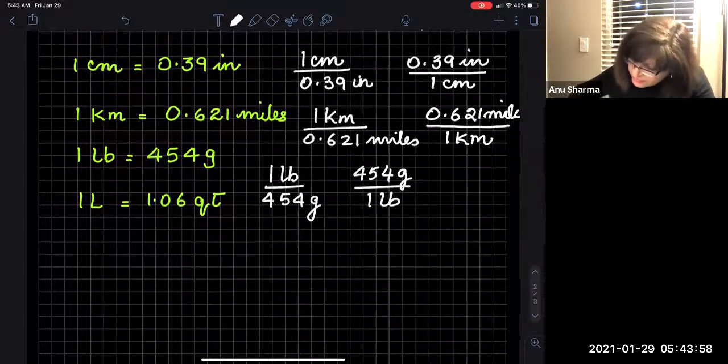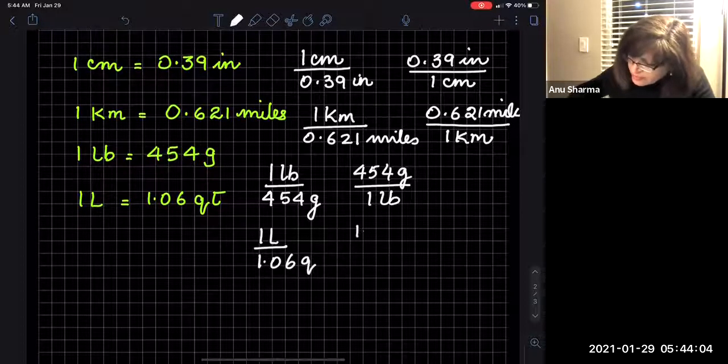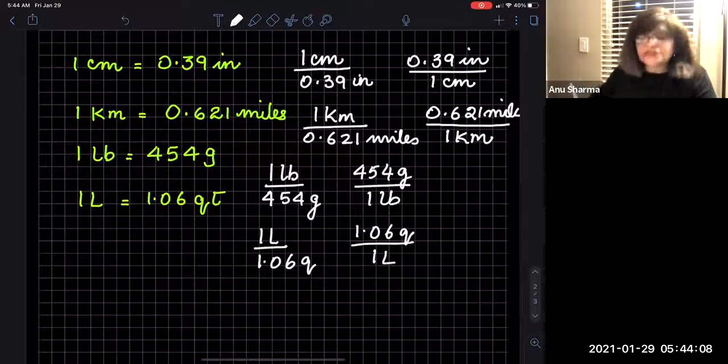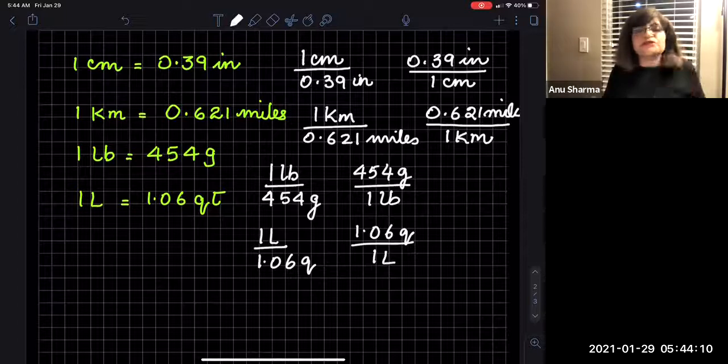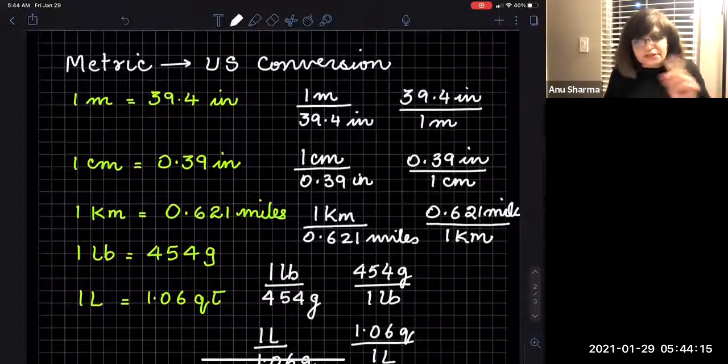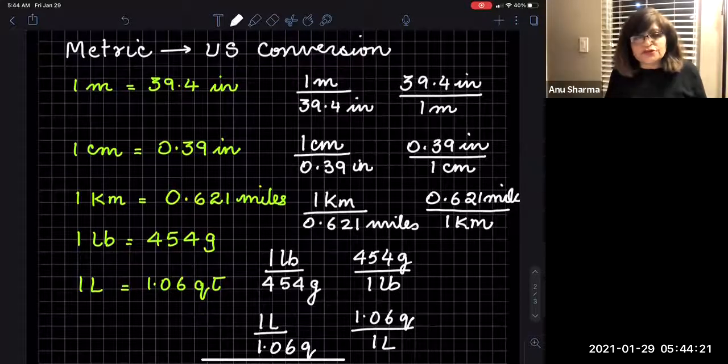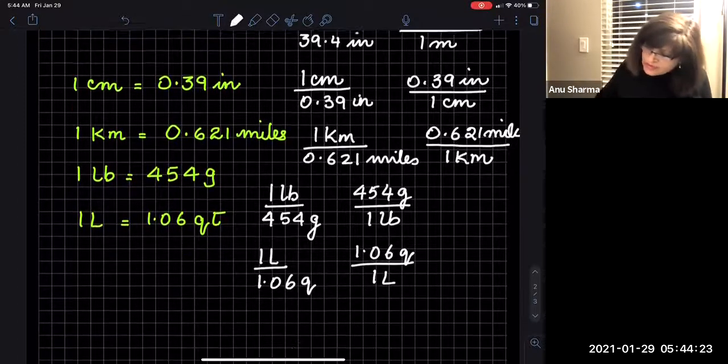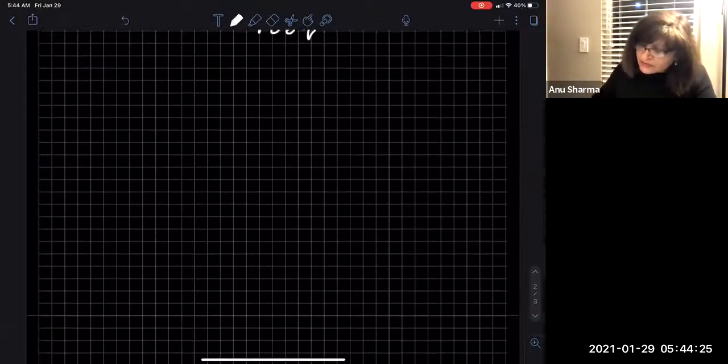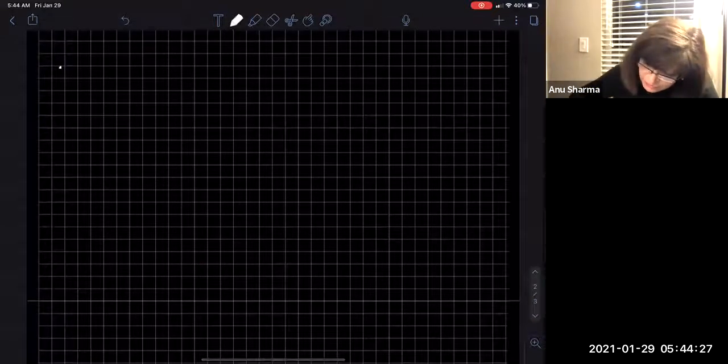Okay, similarly, you will have 1 liter over 1.06 quarts, or 1.06 quarts over 1 liter. So these are the conversion factors of the given equalities. Those equalities could be either metric conversions, or metric to US conversions. Either way, these are the two conversion factors you're going to set up. Now, besides this, there are other conversion factors that relate to density.